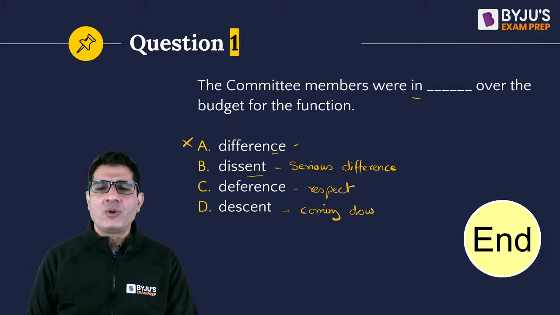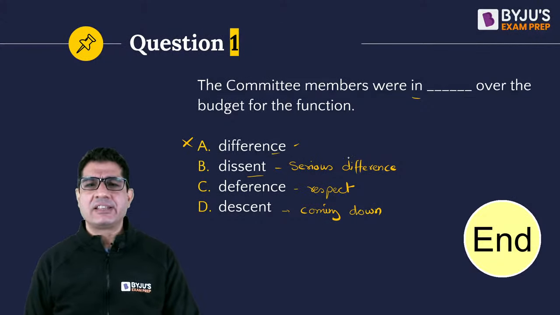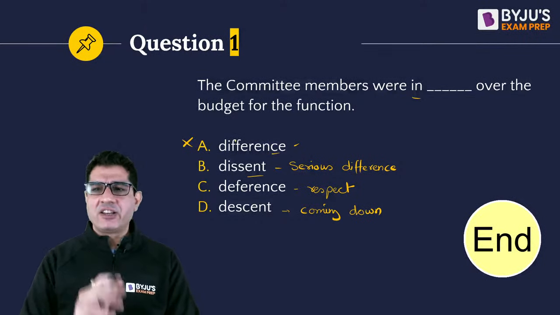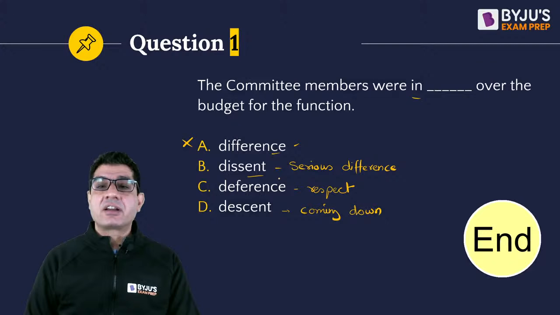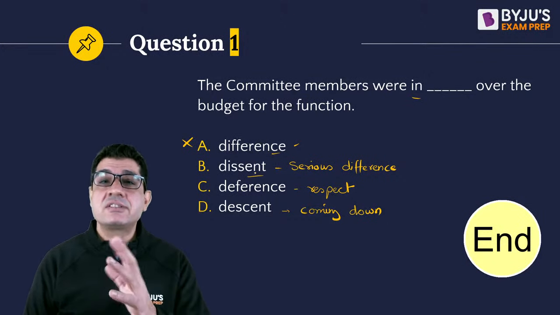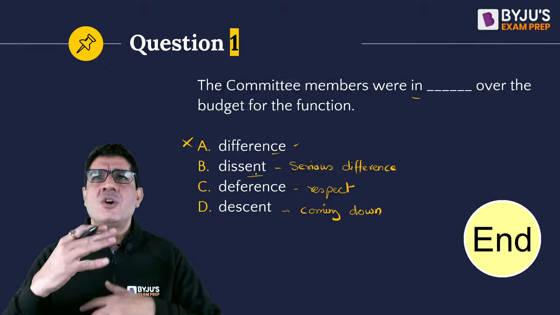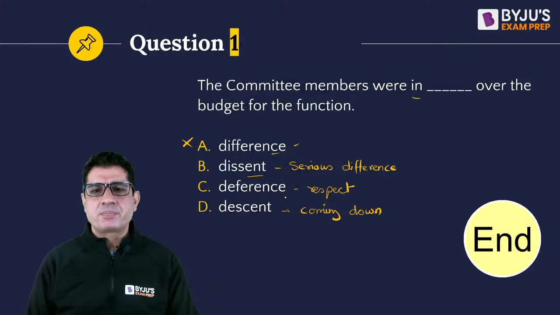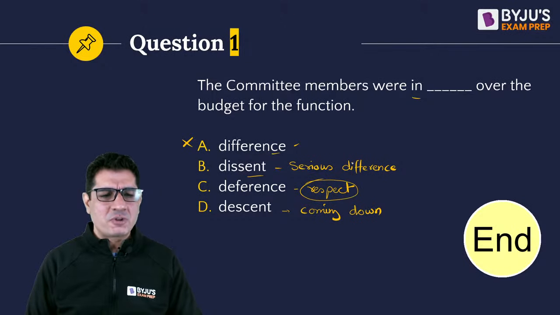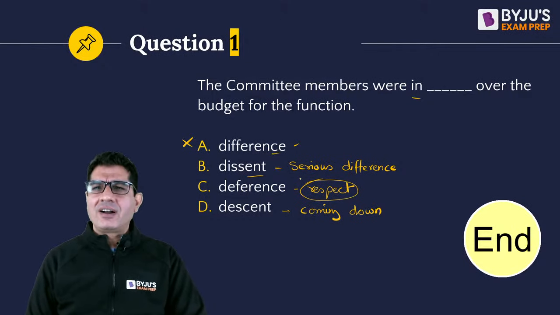So now that we know these meanings, let us see. Difference is grammatically not allowed. Dissent, the committee members were in dissent over the budget for the function. Yes, there can be serious differences in terms of how to spend the money or the quantum of money to be spent. Can we use deference? Wherein deference over the budget, wherein respect over the budget for the function. Doesn't make any sense in this particular sentence.